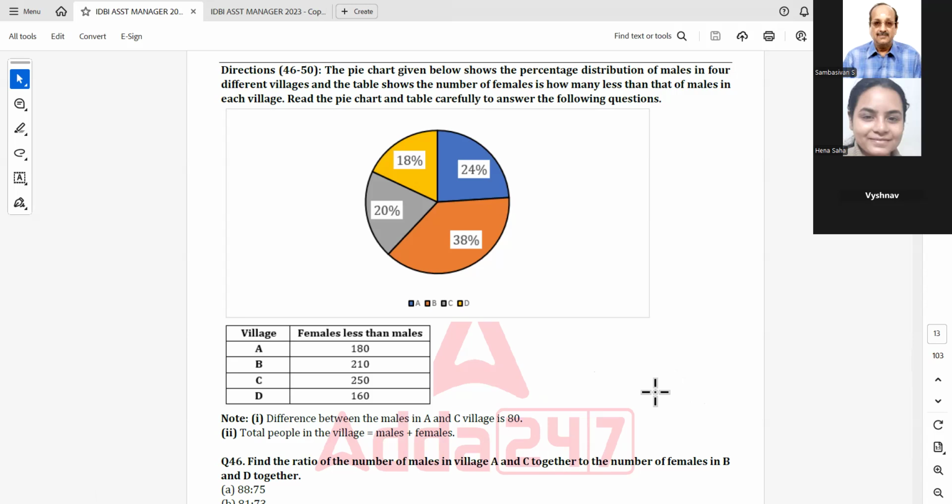Total population is 780 plus 1310 plus 550 plus 560, which is equal to 3200. Are you getting? Now we will go for the questions.